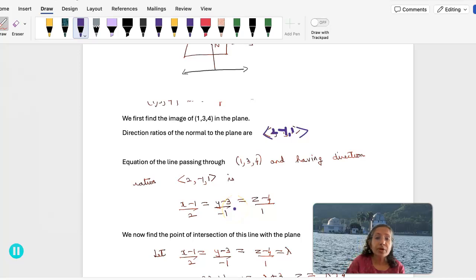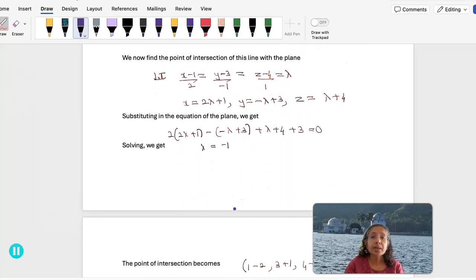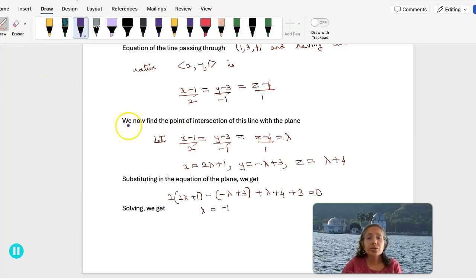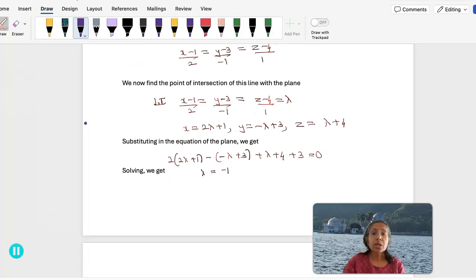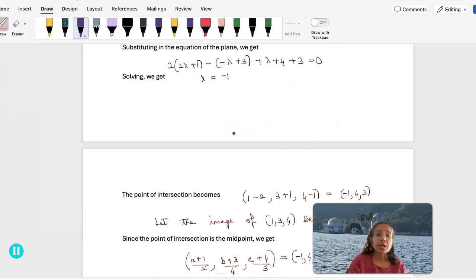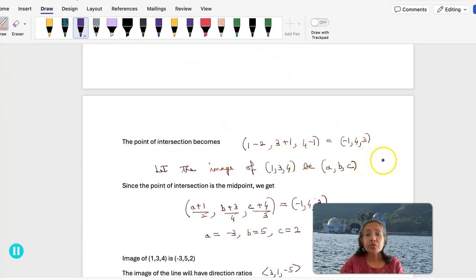As discussed earlier, we will find the point of intersection of this line with the plane. So again let (x - 1)/2 = (y - 3)/(-1) = (z - 4)/1 be lambda. So x = 2 lambda + 1, y = -lambda + 3, z = lambda + 4. This is similar to the previous problem. Substituting these points in the equation of the plane, 2x - y + z + 3 = 0, we get lambda = -1. Coming back here and substituting, the point of intersection will be (-1, 4, 3).